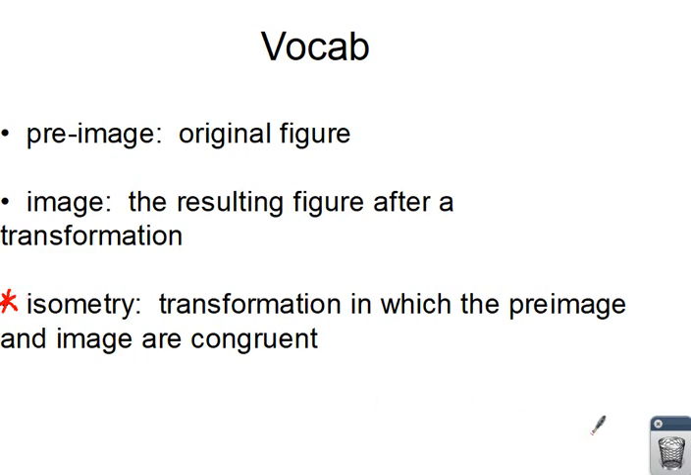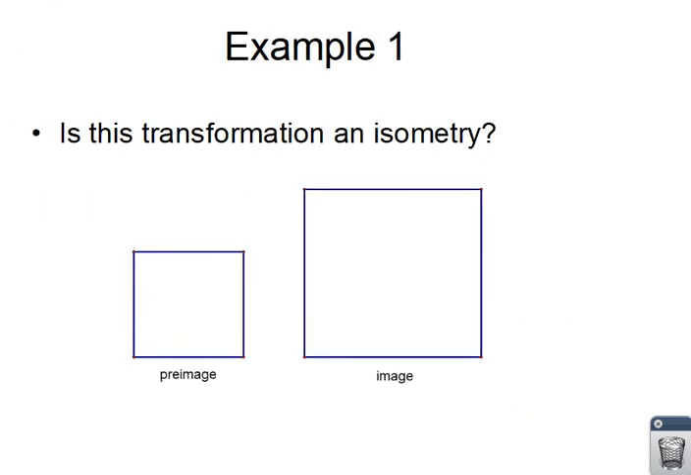An isometry. This is a transformation in which the pre-image and the image are congruent. Okay, there's only a couple different transformations we do that are isometries, and there's some that are not. So we're going to talk about which ones are and which ones aren't eventually. Alright, so is this an isometry? Is the pre-image and the image congruent? The answer is no, it is not.